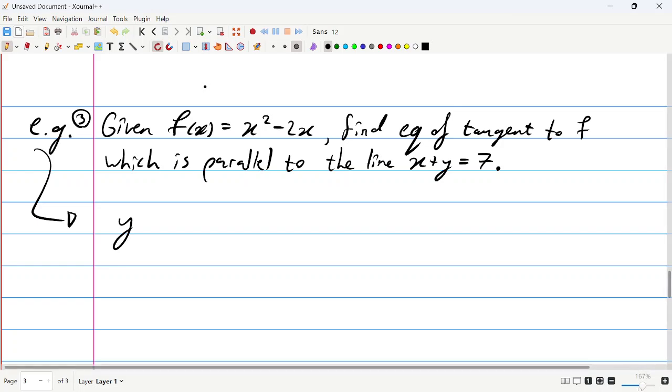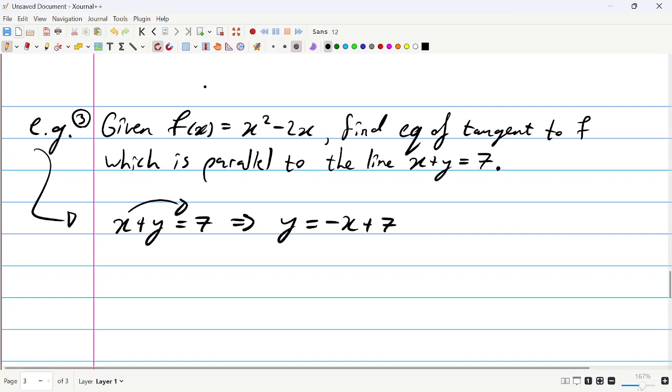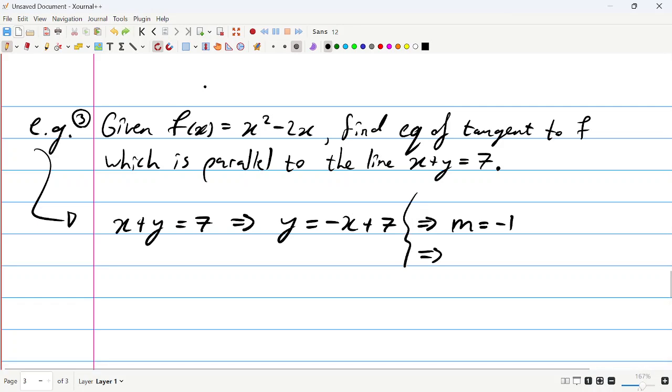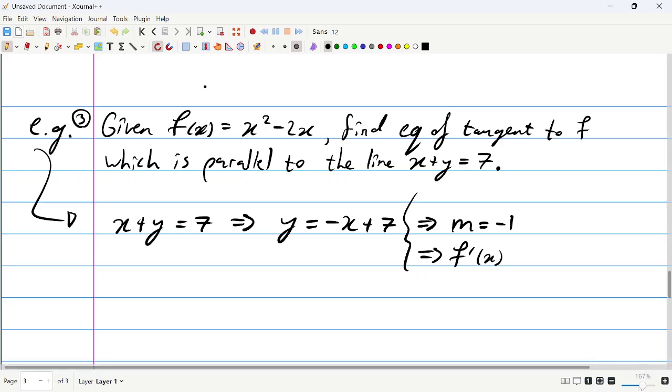So if I rewrite x plus y equals 7 into the form of y equals mx plus c, we will have y is equal to negative x plus 7, right? Because you just take the x over and it becomes negative x and then plus 7. Do you notice that this implies to us that our gradient is equal to negative 1? Okay. Which further implies that our first derivative at the point is also going to be negative 1. Our gradient at the point, which is also the first derivative, is equal to negative 1.